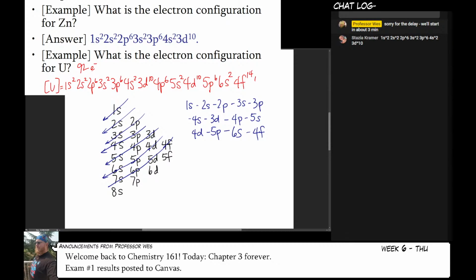And then 5d10, 6p6, 7s2, 5f. You know, I'm going to run out of electrons here at some point, so hold on. 2, 4, 10, 12, 18, 20, 36, 38, 48, 54, 56, 70, 86, 88. How many more do I have? 4. 92. There you go.